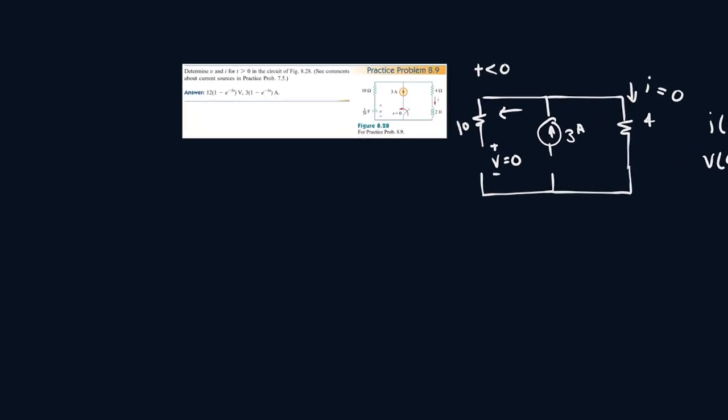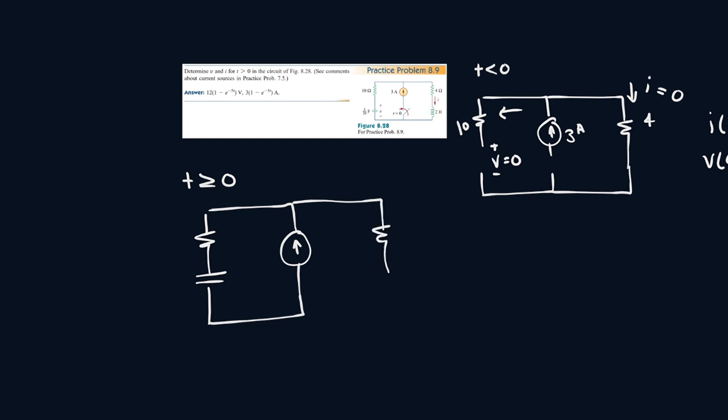Now let's view the circuit when t is greater than or equal to 0. So the switch is on. So we have our capacitor, and then we have the last two. So this is 4 ohms, this is 2 henries, 10 ohms, and 1 over 20 farads.